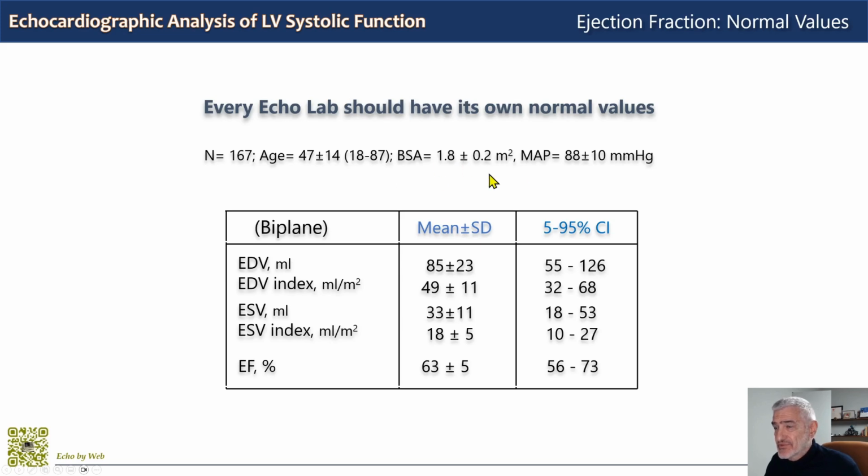This is the body surface area, and this is the mean arterial pressure. And so ejection fraction here, the mean was 63 plus or minus 5, and the confidence interval was 56 to 73, a little bit different from the normal values published in the literature. I really think that every lab should have, for every echocardiography value, its own normal values.